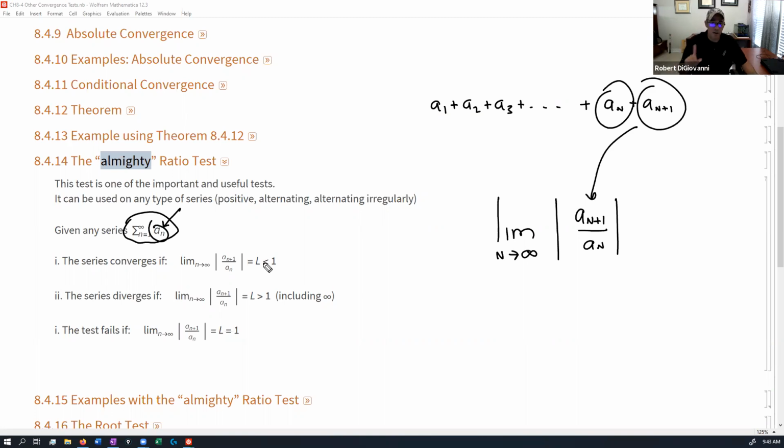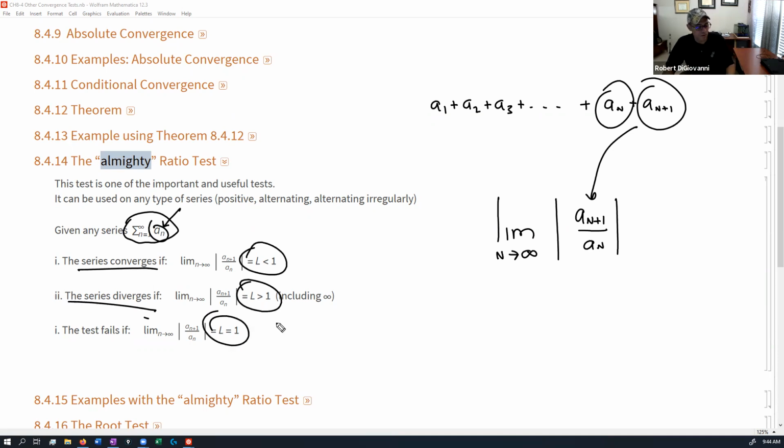Now, the trouble comes when the ratio is exactly 1. When the ratio is exactly 1, this test fails. All right. So that's it. You just have to be able to run this test. If it comes out to be less than one, you've got convergence. If it comes out to be greater than one, then you have divergence. And if it's equal to one, then you're crying in the corner because it's no good.